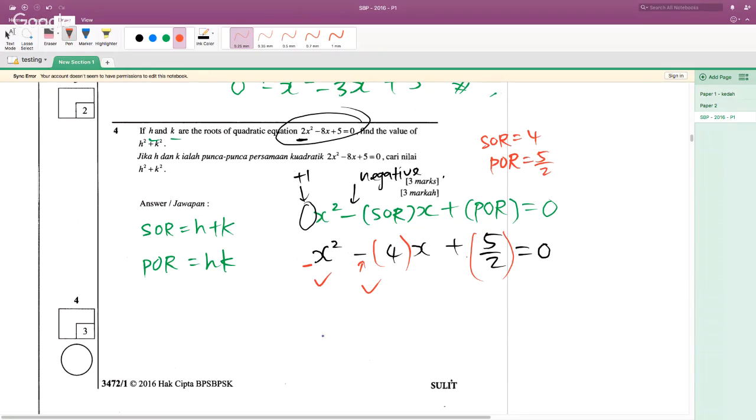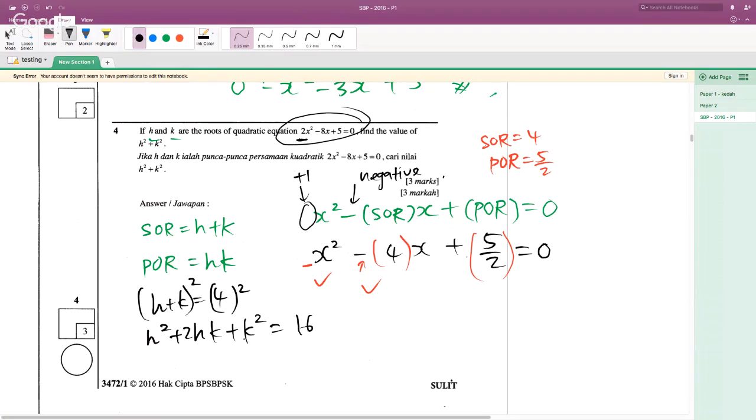And we have all this already, right? So since the sum of roots equals 4, I can say h plus k equals 4. So I will square this one, which means I will square the other side too. So h squared plus 2hk plus k squared equals 16.